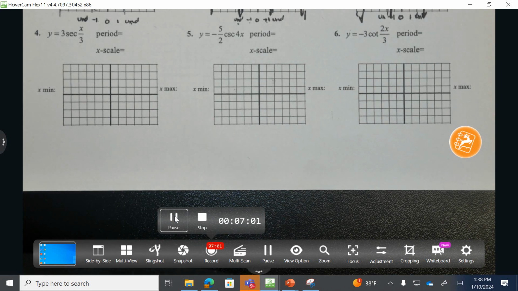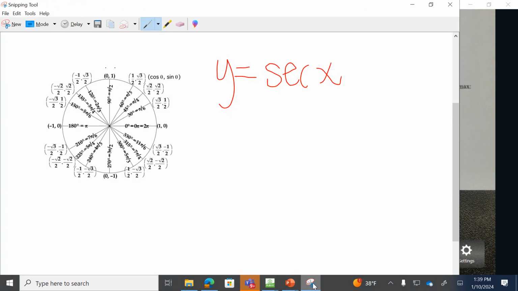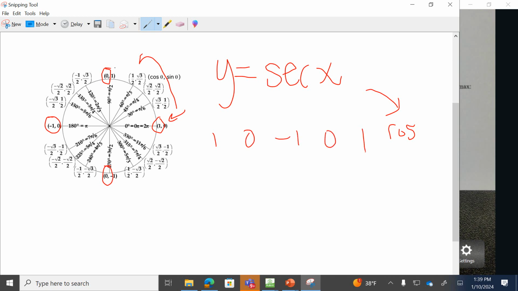Number 4 is the function y equals 3 times the secant of 1/3 x. So let's first focus on the parent function here, which is just y equals the secant of x. Now, secant is the reciprocal of cosine. So I want to identify, going around, what the cosines would be. Cosine is 1, 0, negative 1, 0, and then back to 1. So starting here and going counterclockwise: 1, 0, negative 1, 0, 1. All right, so there we go. Step 1, step 2, step 3, and step 4.